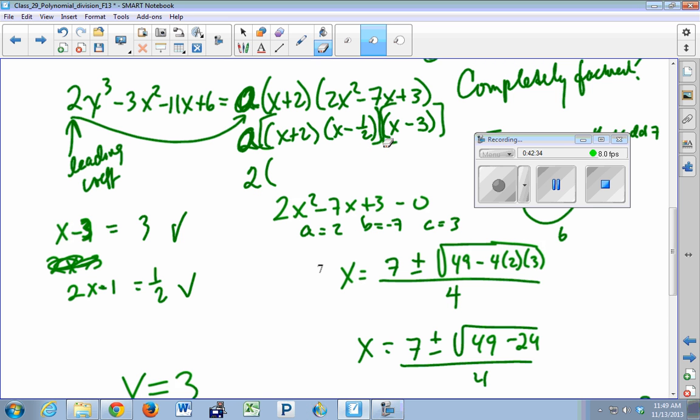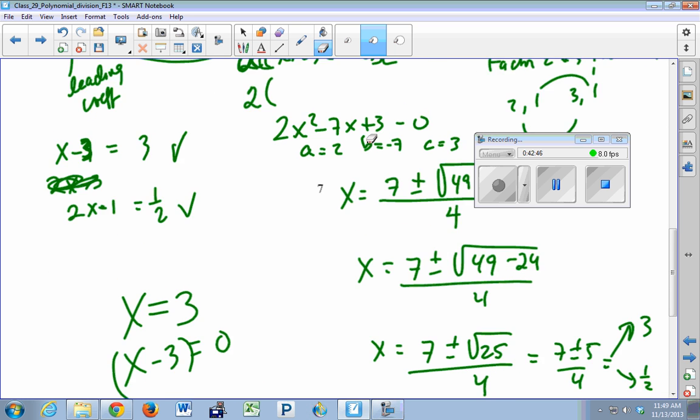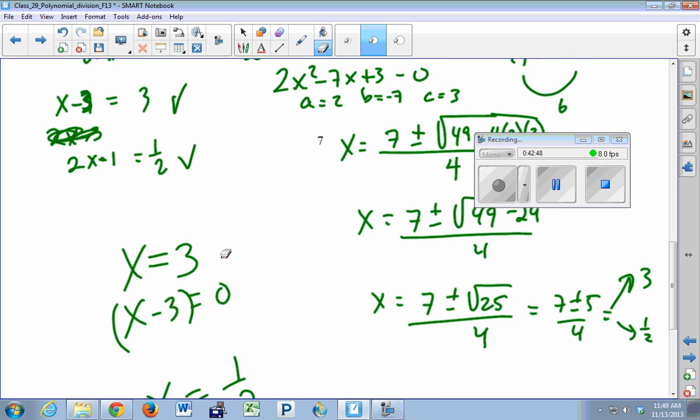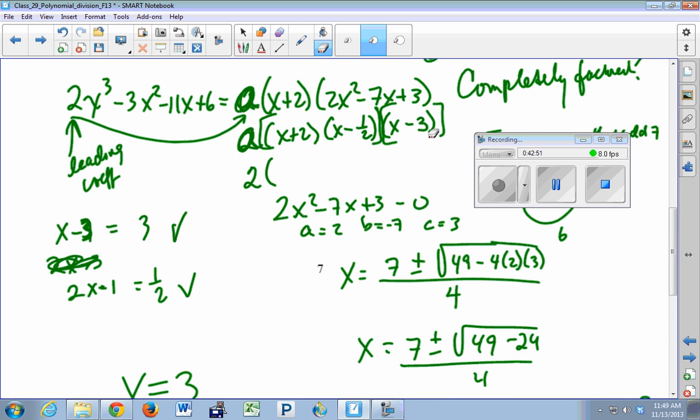So we would factor this as 2x minus 1 and x minus 3. And the 2, the a, is already in there. But when you use your long division or your quadratic, you have to use the results, which are 1/2 and 3. And you go back and you put it in this form. So that's why you could still write your 2, so you could write it this way.